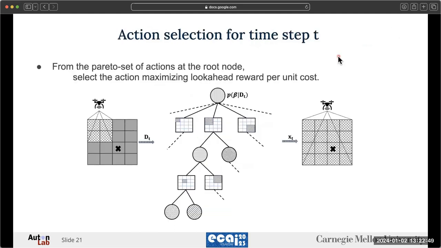Finally, after m episodes of building the search tree, the agent selects the best action from its Pareto front at the root node. Once it executes this action and receives an observation, it shares that with its teammates and updates its posterior belief, and the process continues.